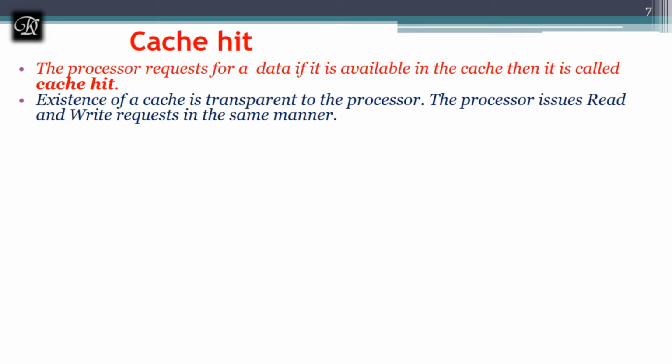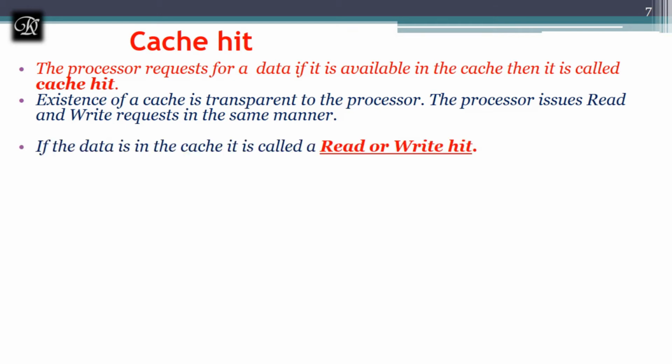Existence of cache is transparent to the processor. The processor issues a read and write request in the same manner as it was doing with the main memory. So its job is just to request, and if the data requested for a read or write operation is available, then it is called a hit.